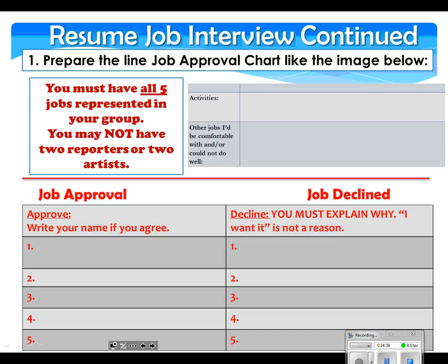So what you're going to be doing next is you're going to be, when I say so, passing your notebooks around your entire group. Easiest thing is go clockwise. That way you guys are going in the same kind of order. And you're going to be reading each person's resume, and you're going to be writing in one of 2 places. You either approve that person for that position, or you don't approve and you provide a rationale why. Simply saying, because I want it, nope. I know this person can't do this job because I've seen them in class and they never do anything. Good reason, real reason.